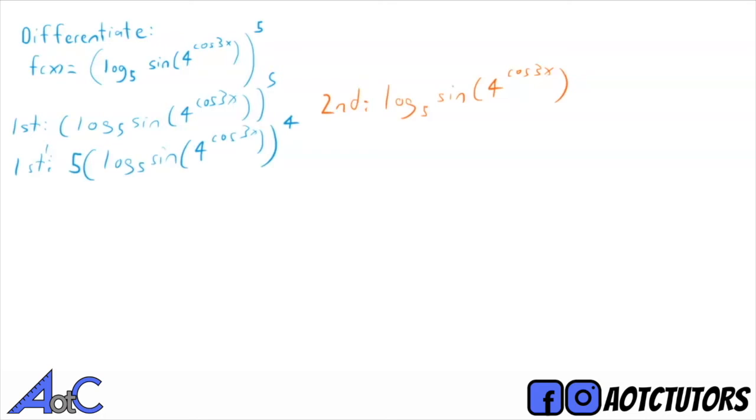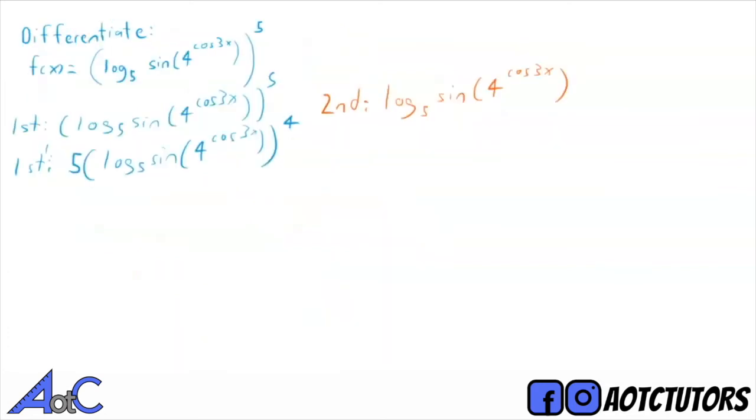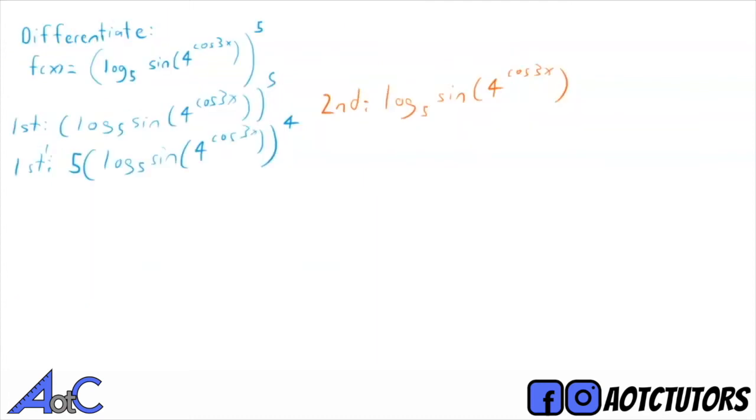So basically, I just need to take the derivative of this log function now. The derivative of a log function is as follows. As long as I know the base and that value of x, I can take the derivative of it just like I did over here. Here we have the base of 5, and all of this stuff is going to count as that value of x.